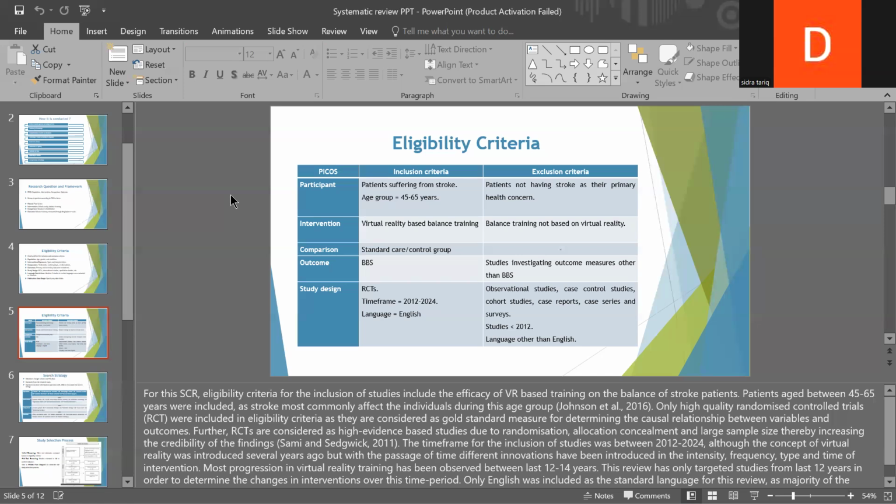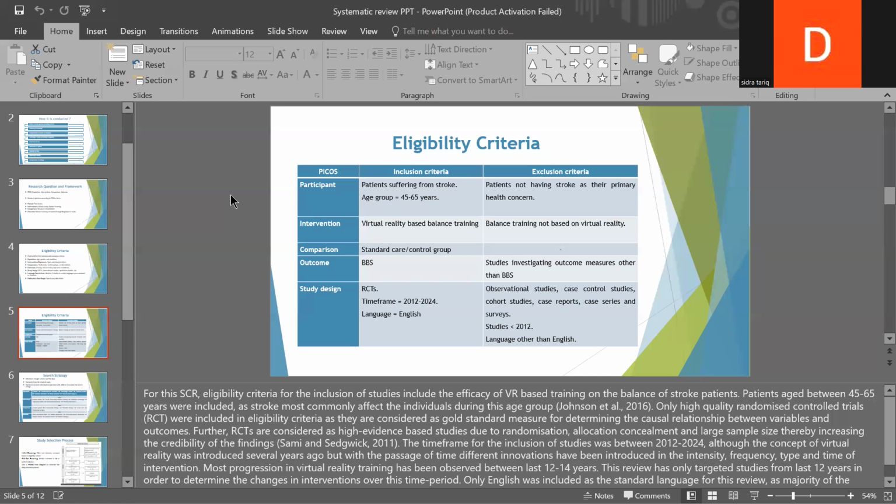The exclusion criteria would be patients not having stroke as their primary health concern, for instance, patients having multiple comorbidities. In such cases, if we allow the inclusion of patients having multiple comorbidities, then it would affect the validity of the result, because there are multiple conditions and we cannot differentiate the effect of the sole intervention on the sole outcomes of the stroke patients.